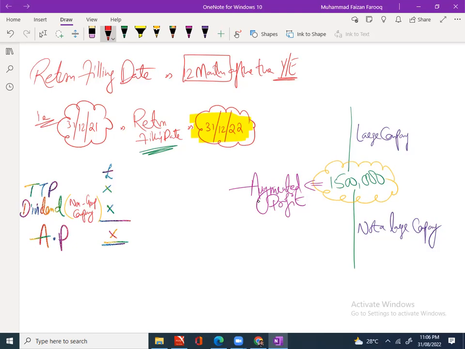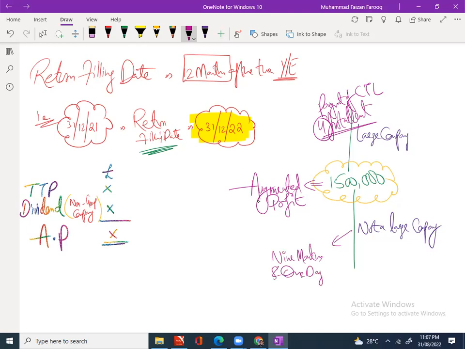If augmented profit is greater than 1,500,000, it's a large company. And a large company is allowed to pay corporation tax liability in four installments. If augmented profit of a company is less than 1,500,000, it is not a large company, and no installments are allowed. The due date for payment will be 9 months and 1 day after the end of the accounting period.